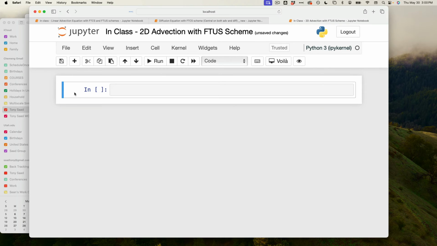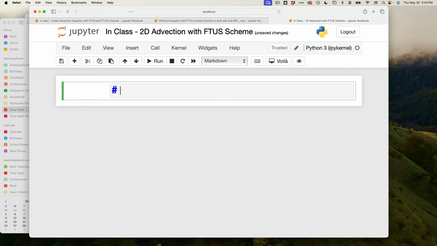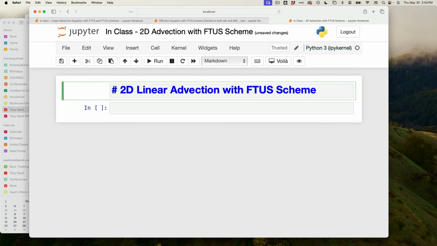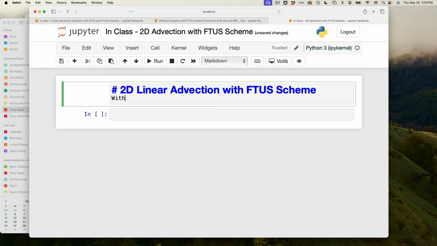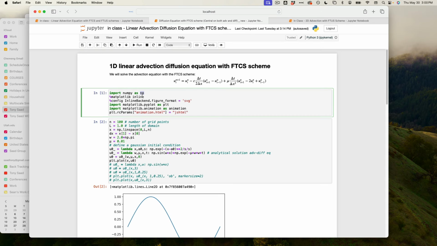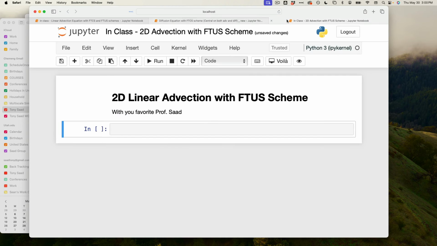So we will solve, again, I'm not going to type much text, 2D linear advection with FTCS scheme. All right, so let's get our boilerplate. We'll copy it from here. It's nice to have that boilerplate, right?